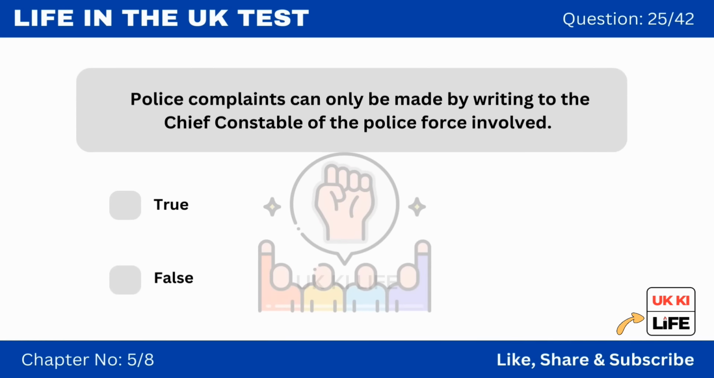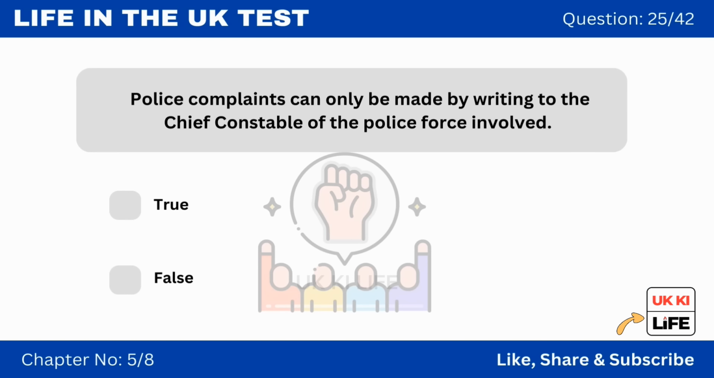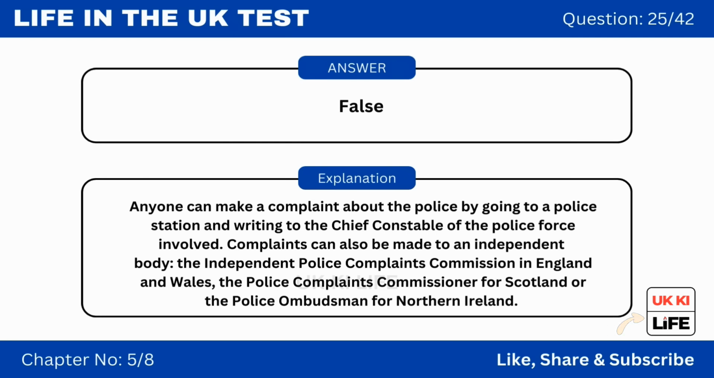Question 25. Police complaints can only be made by writing to the Chief Constable of the police force involved. True. False. The correct option is B. Explanation. Anyone can make a complaint about the police by going to a police station and writing to the Chief Constable of the police force involved. Complaints can also be made to an independent body, the Independent Police Complaints Commission in England and Wales, the Police Complaints Commissioner for Scotland or the Police Ombudsman for Northern Ireland.